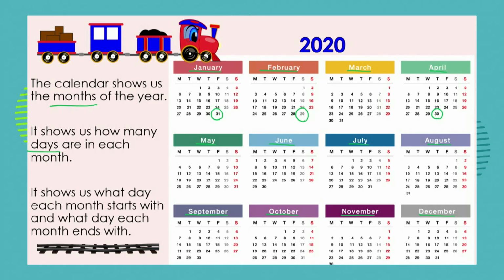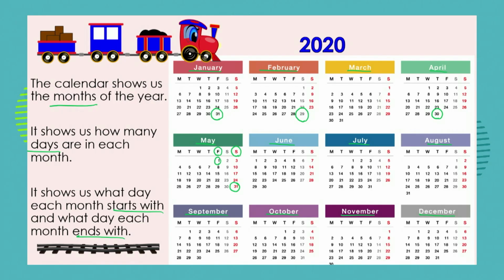We also know that a calendar shows us what day each month starts with and what day each month ends with. So if we have a look, for example, at May, we can see that May starts off with a Friday, and May is going to end off on the 31st, which is a Sunday.